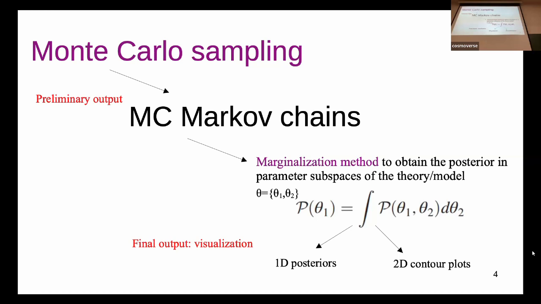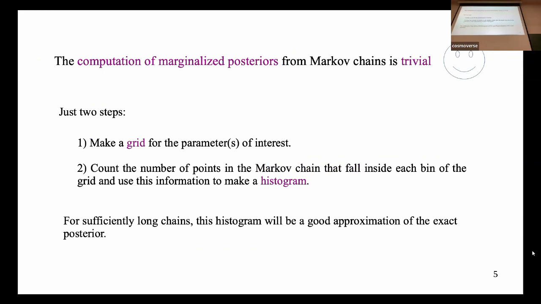Okay. In particular, if θ1 has dimension 1 or dimension 2, we get the one-dimensional marginalized posterior distributions and the 2D contour plots. The truth is that applying the marginalization method is quite trivial. If we have a Monte Carlo Markov chain, we can make a grid for the parameter of interest and then count the number of points in the Markov chain that fall inside each bin of the grid and use this information to make a histogram. Of course, if the Markov chain is sufficiently large, then we will achieve convergence.